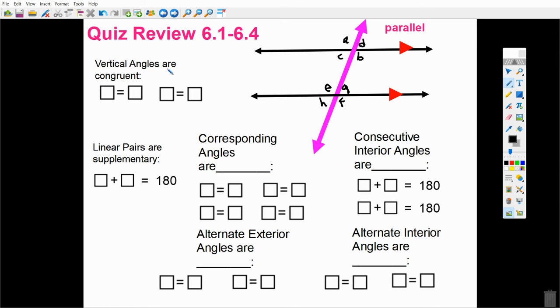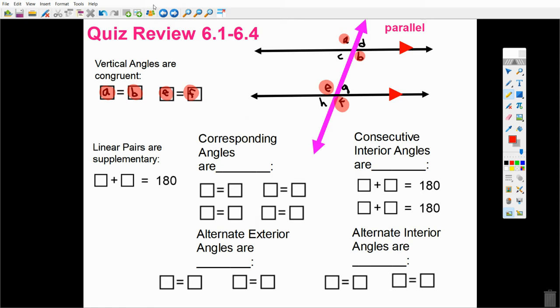So right now it says vertical angles. So what are the vertical angles? I'm going to use red. A and B are vertical. A is vertical to B, and they are equal. We also have E and F. They are also vertical. They are equal.